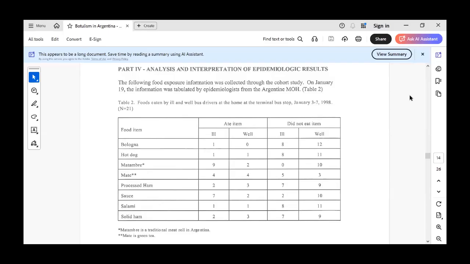0.0002. So there was a high attack rate for those who ate matambre, and a 0% attack rate for those who did not eat matambre. And the p-value, although we couldn't calculate the relative risk, was 0.0002. So what will they say?